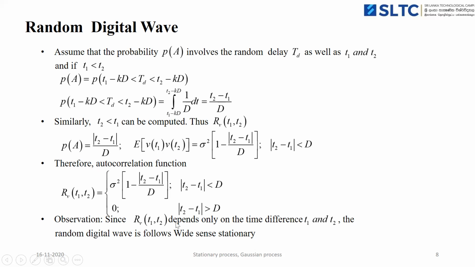And if the interval T2 minus T1 is greater than D, the autocorrelation function is 0. So finally, the observation for this random digital wave is that since the autocorrelation function depends only on the time difference T2 minus T1, the random digital wave follows wide-sense stationarity. So we can say that the given random digital wave is a wide-sense stationary random process. That is the observation from this analysis.